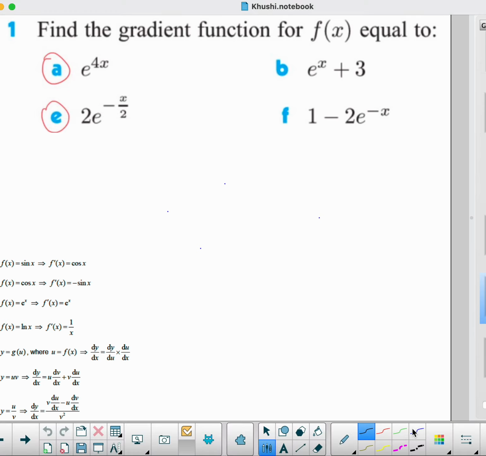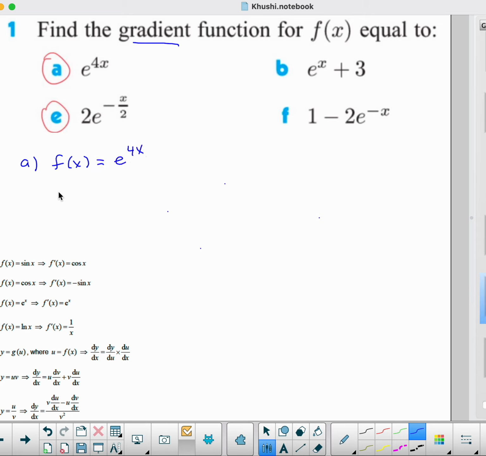All right, Khushi, here we go. So, find the gradient function. That is the slope. In calculus, when we ask for slope, it's the derivative. The derivative is the slope of the tangent to the curve. So all they're saying is find the derivative of this function, e to the 4x.